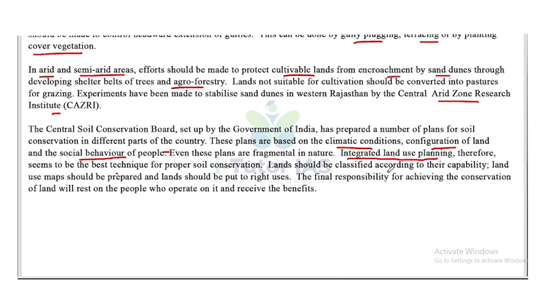Land should be classified according to their capacity. Land use maps should be prepared and lands should be put to right uses. The final responsibility for achieving the conservation of land will rest on the people who operate on it and receive the benefits. Okay, so the final responsibility is up to the humans, that is, the people who operate on it and receive the benefits. Okay, so that's about the chapter.